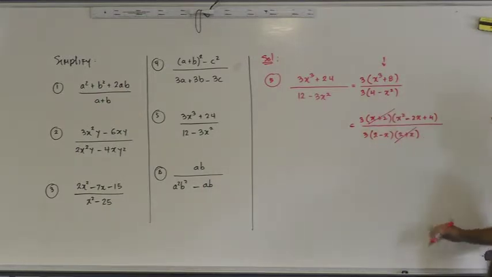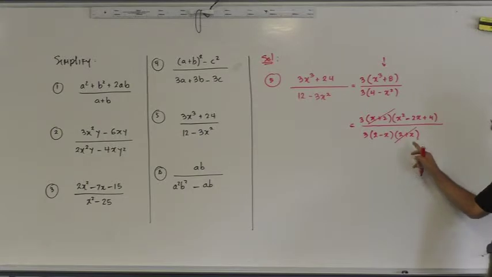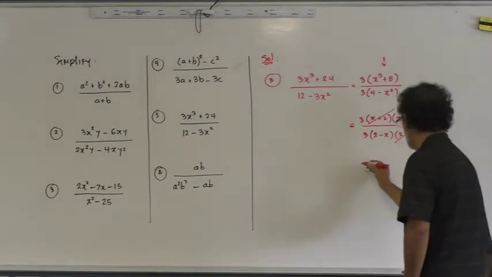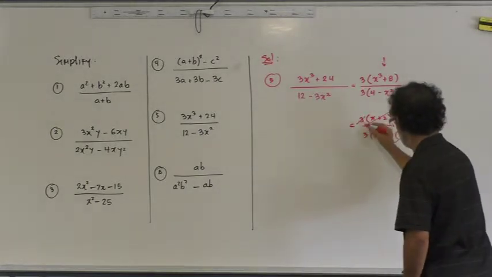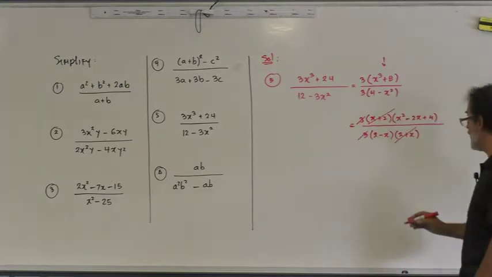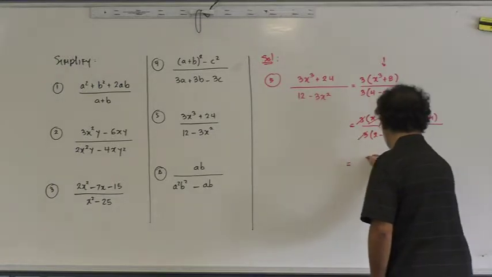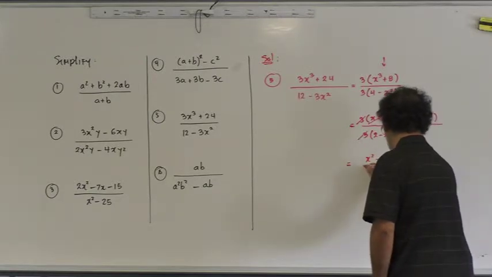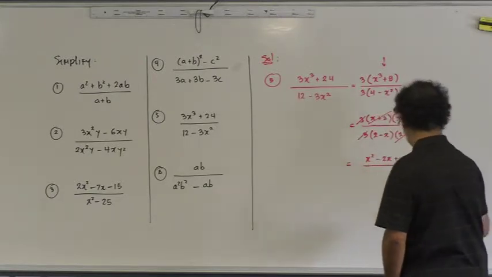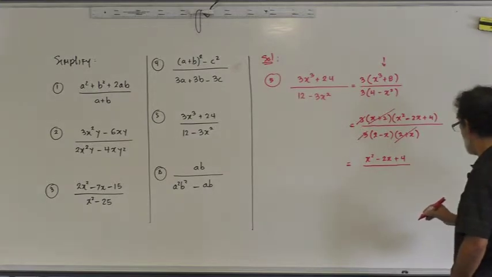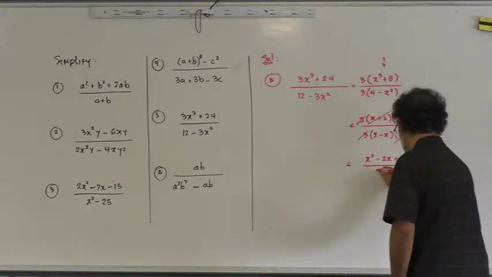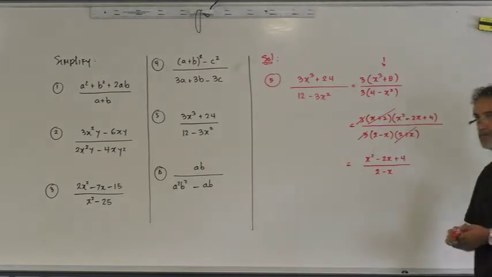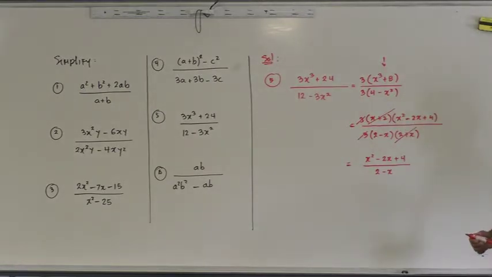Because x plus 2 is obviously the same as 2 plus x. Okay, so at the end, we can also simplify 3 and 3. So the final answer is x squared minus 2x plus 4, and then over 2 minus x, like that. All right?